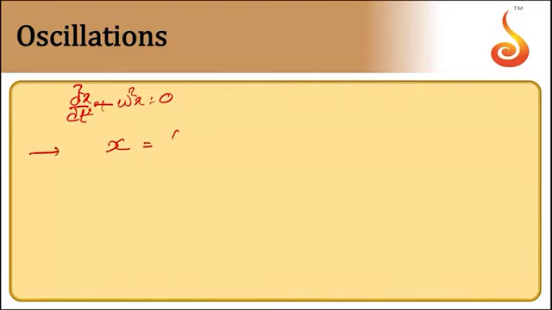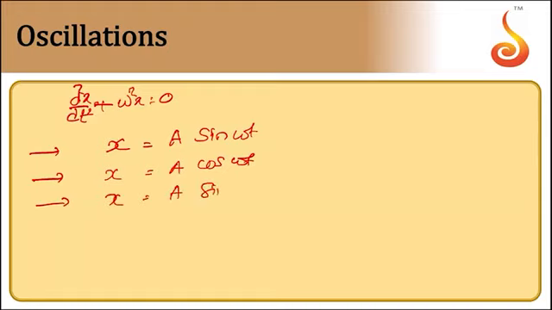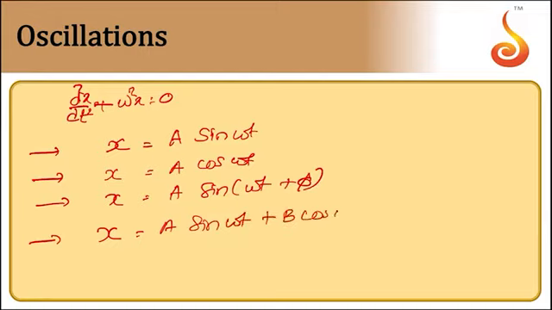Maybe the equation turns out to be of this form, x is equal to a sin omega t, or maybe x is equal to a cos omega t, or maybe a general equation like x is equal to a sin(omega t plus phi), or maybe something like x is equal to a sin omega t plus b cos omega t. So all of them are possible solutions and they are all known as equations of SHM.